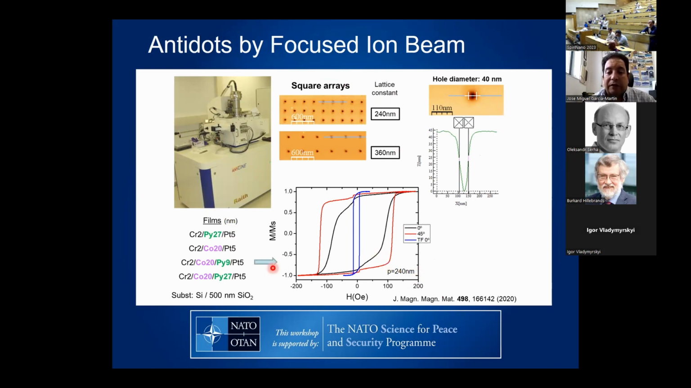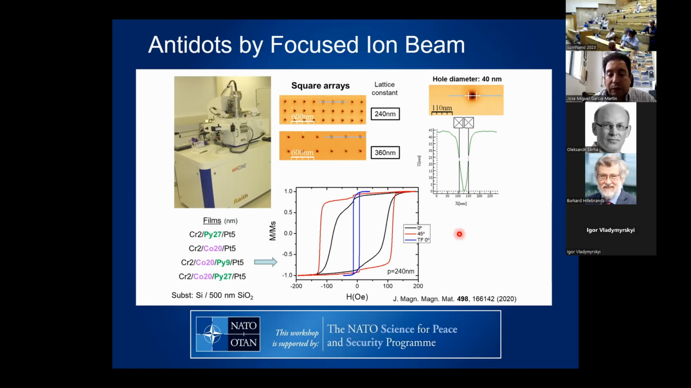You can see here, for instance, in the case of this bilayer with 20 nanometers of cobalt and 9 nanometers of permalloy, that the initial continuous thin film exhibits the loop in blue. When we drill the holes, in this case with this periodicity, 240 nanometers, there was a strong hardening of the magnetic properties because the domain walls are pinned by the nanoholes. So depending on the direction of the applied field, we obtain the black hysteresis loop or the red hysteresis loop.